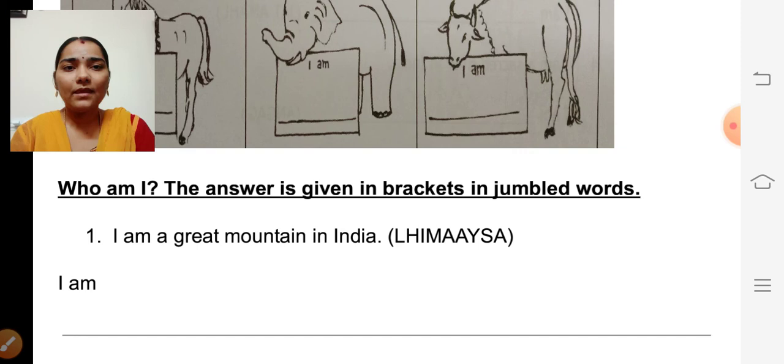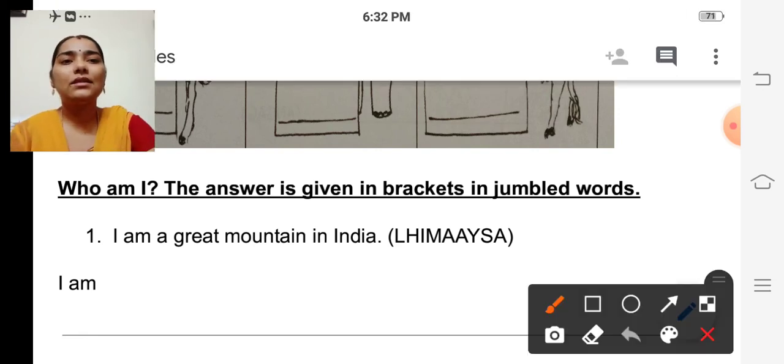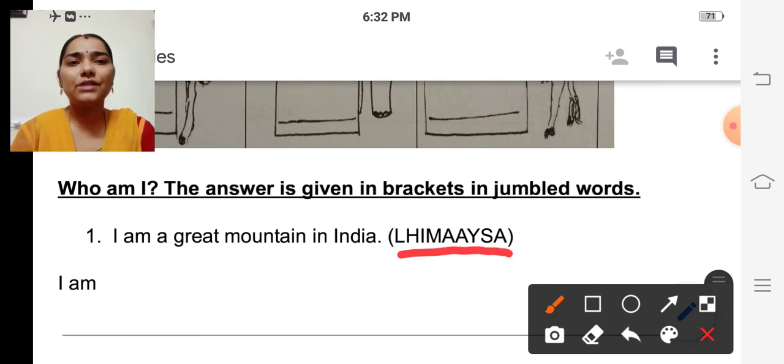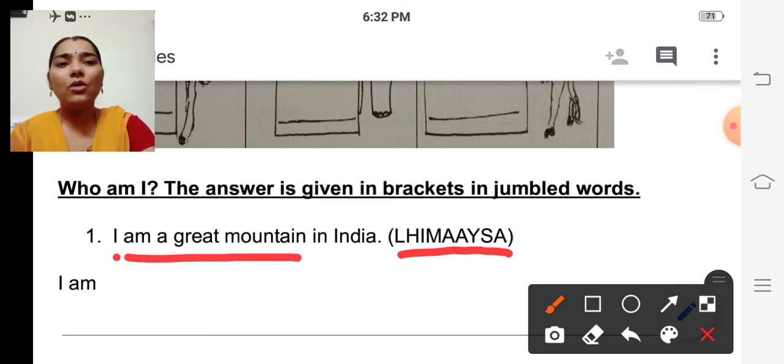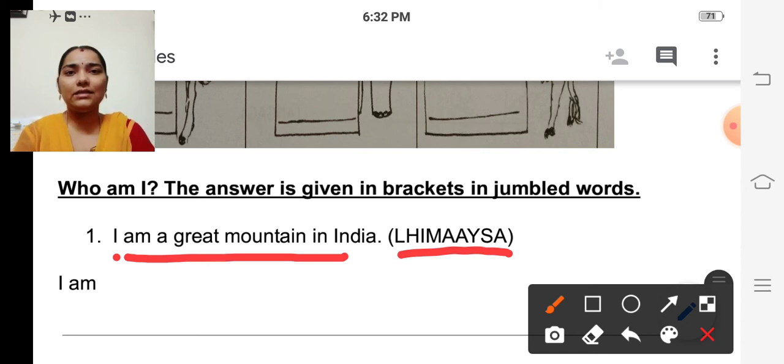Who am I? The answer is given in the brackets in jumbled words. So here they have given the word in jumbled letters. Okay, so we are going to rearrange the letters. Clear, children? Yes. See the first one. I am a great mountain in India. So what is a great mountain in India?